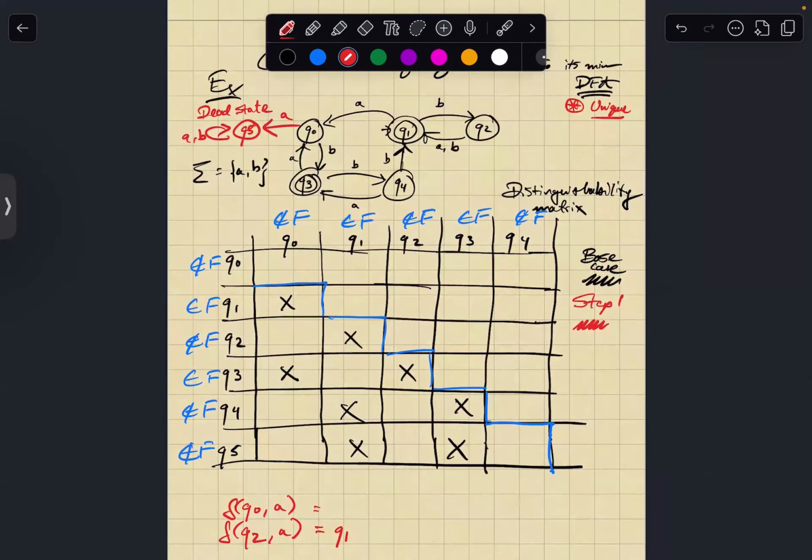Now when I'm at Q2 and I'm reading an A, I go to Q1. And when I'm at Q0 and I'm reading an A, now I go to Q5, right? So I go to Q5. And now let's look in my table.